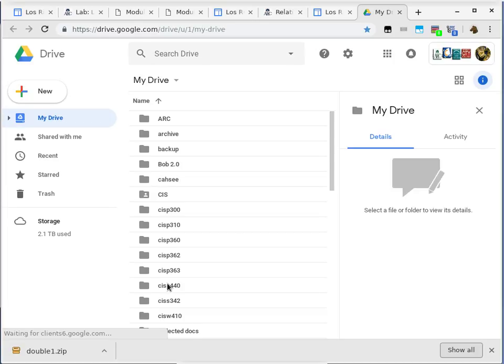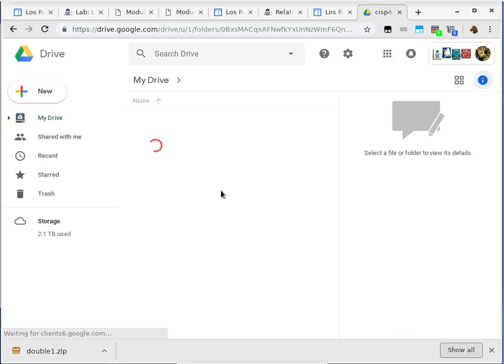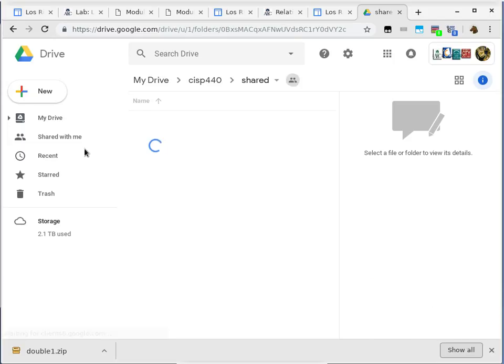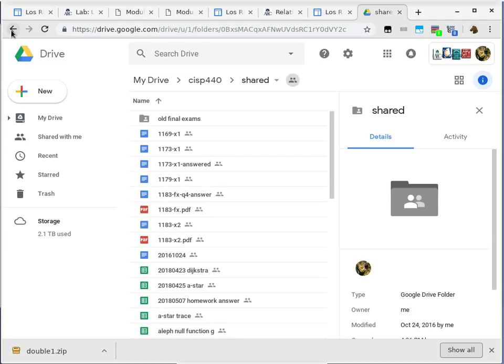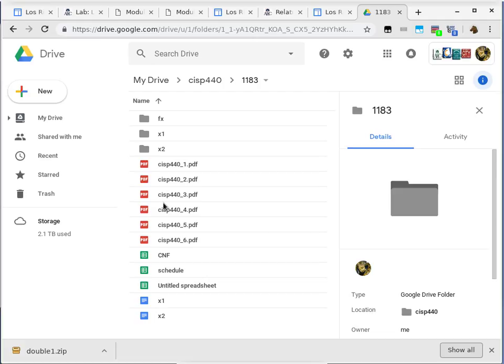So cisp440. Oh, not shared. It's not shared yet. So let's go back to the previous semester. And this is exam 1 from the previous semester.